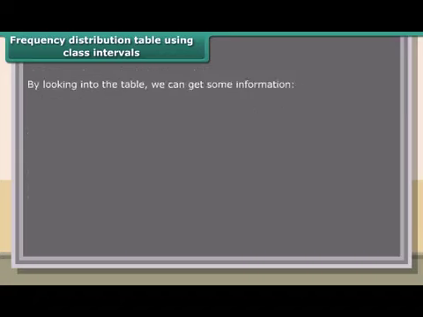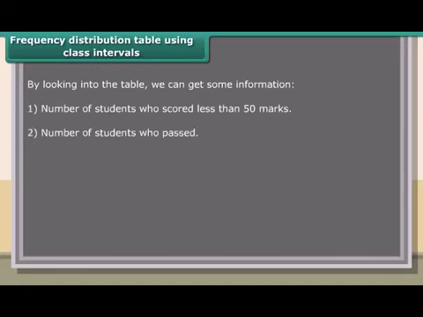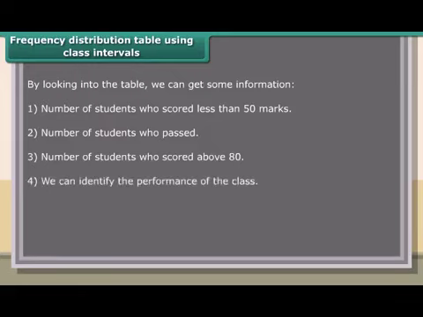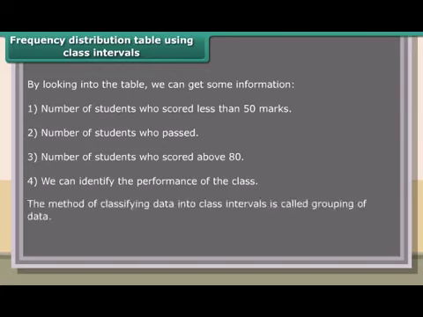By looking into the table, we can get some information. 1. Number of students who scored less than 50 marks. 2. Number of students who passed. 3. Number of students who scored above 80. 4. We can identify the performance of the class. The method of classifying data into class intervals is called grouping of data.